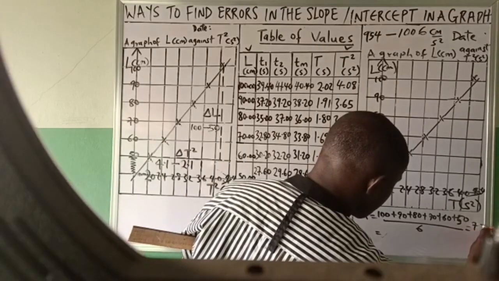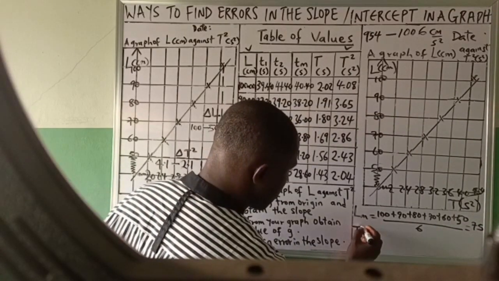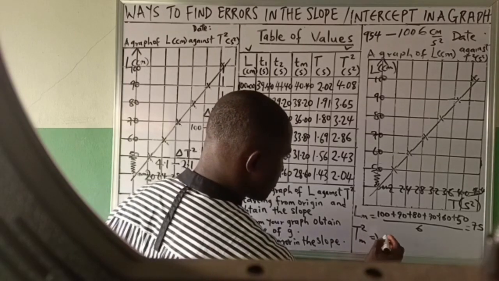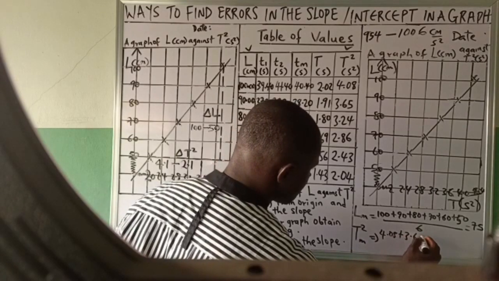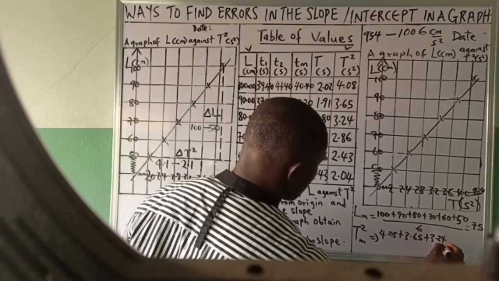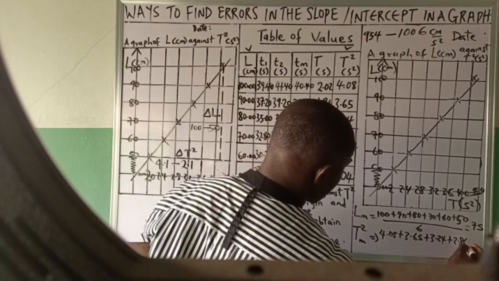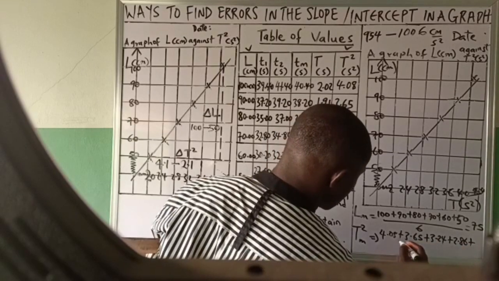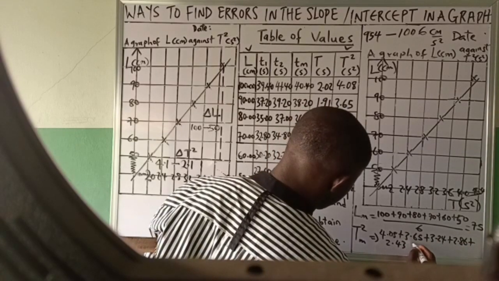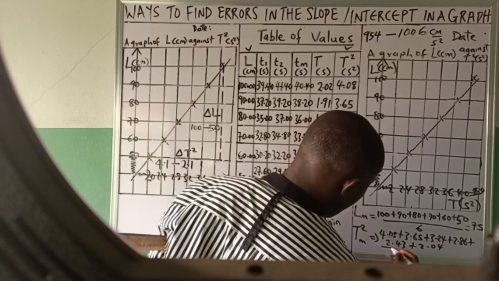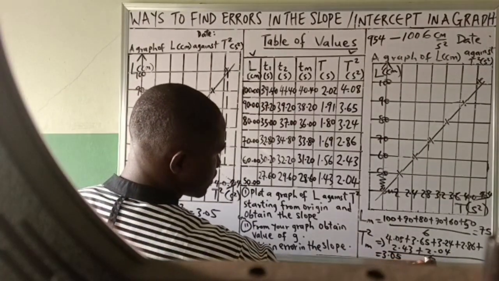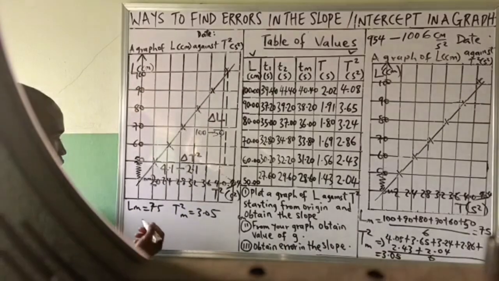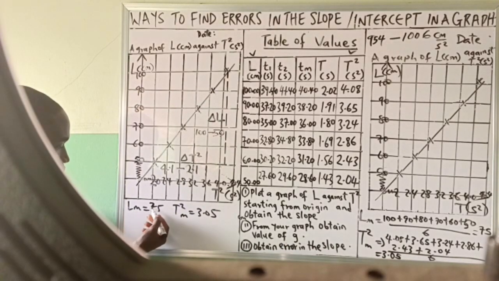That will be giving us 75. Now, we are to get the mean of t squared. Mean of t squared is 4.08 plus 3.65 plus 3.24 plus 2.86 plus 2.43 plus 2.04, all over 6. The mean of t squared is 3.05. So the mean of the length is 75, the mean of t squared is 3.05.